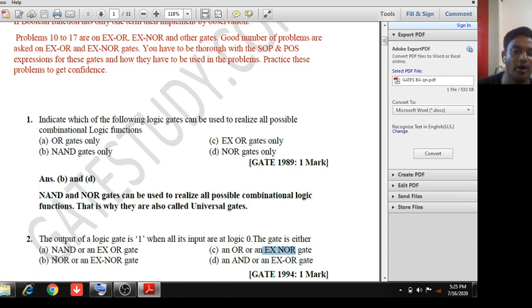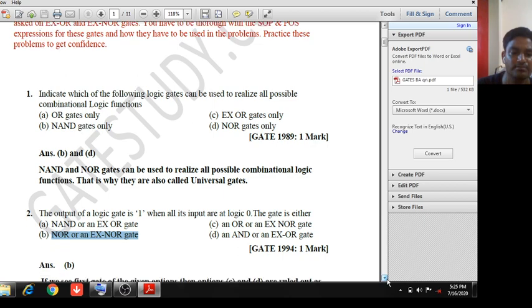Now come to NOR and XOR gate. In case of NOR gate, if all inputs are logic 0, yes, this is possible, because 0 plus 0 equals 0, and because it is NOR, the output will be 1. In XOR case, if both are 0, output is 1, because of even number of 1s. And AND gate, in AND gate it is not possible. So the answer is B, NOR and XOR gate. Okay, B option.